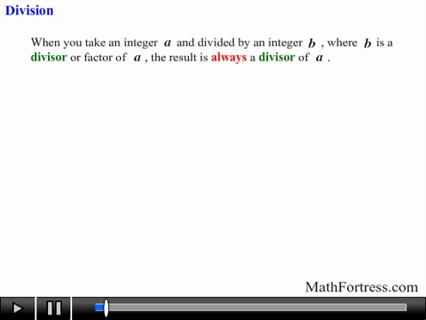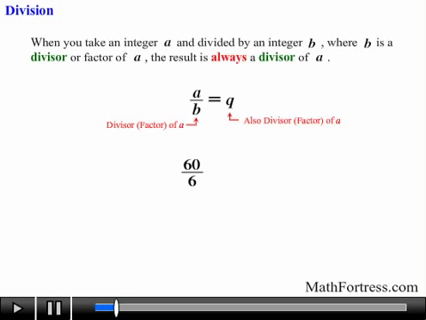When you take an integer a and divide it by an integer b, where b is a divisor, also known as a factor, of a, the result is always a divisor of a. For example, when 60 is divided by 6, one of its divisors, the result is 10, which is another divisor or factor of 60. Now where it gets interesting is when b is not a divisor of a.